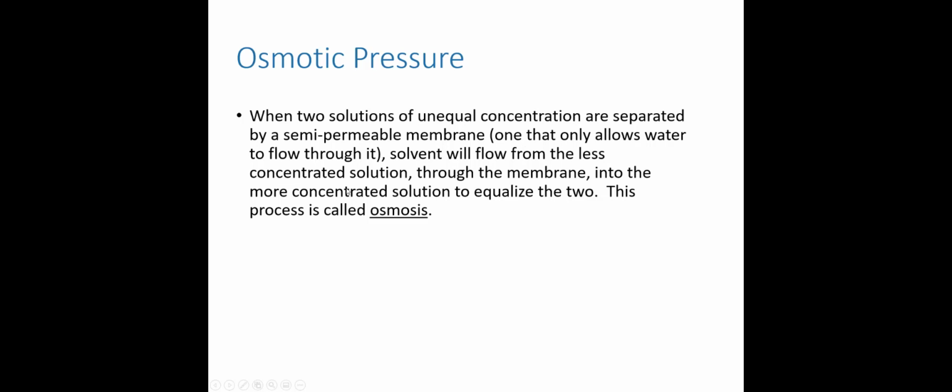So in this kind of scenario, when we have these two solutions separated from each other by this semi-permeable membrane, water will flow across both sides. However, it will tend to flow more from the less concentrated solution towards the more concentrated solution to ultimately equalize the two. It might not be able to equalize the two, but the flow will continue. And this is a process that we call osmosis. And again, the solvent goes from the less concentrated region towards the more concentrated region of solute.